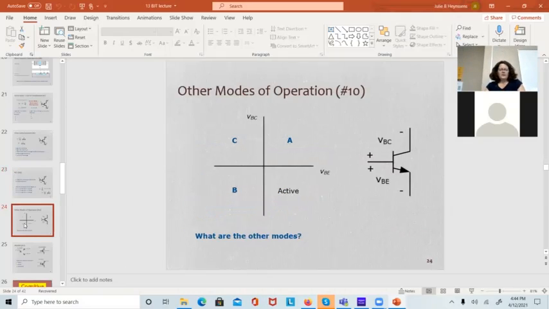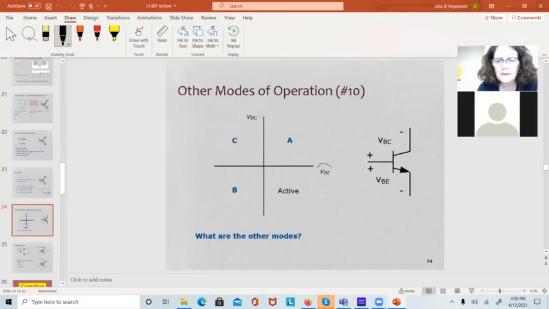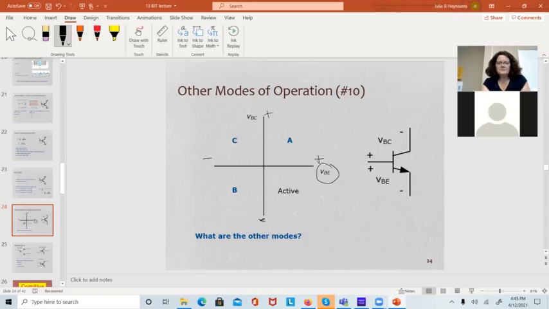So there are these other modes of operation. We've talked about active a lot. In the active mode, VBE is positive and VBC is negative. So this is positive axis, this is negative, positive, negative. That is the active mode.